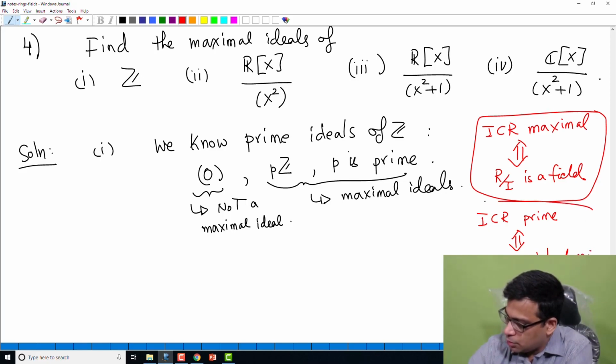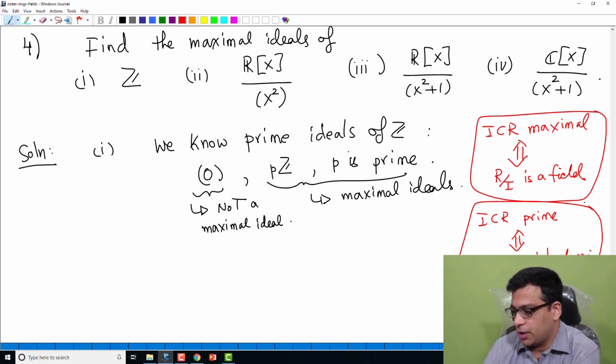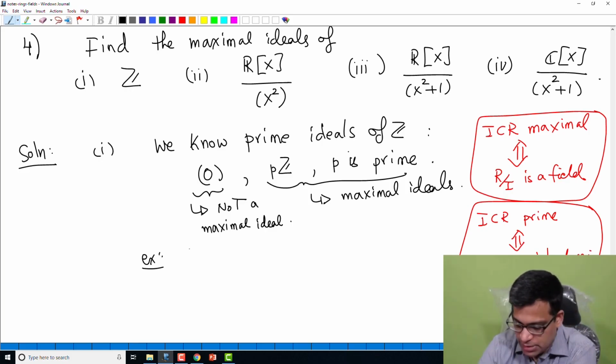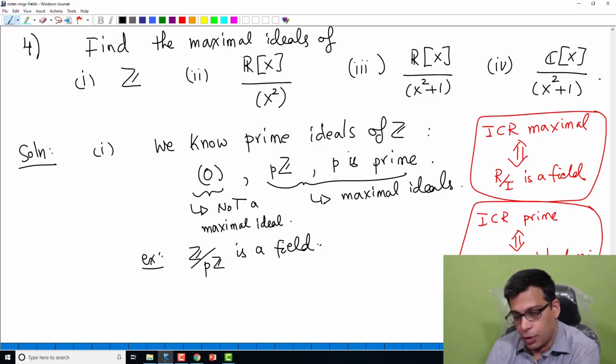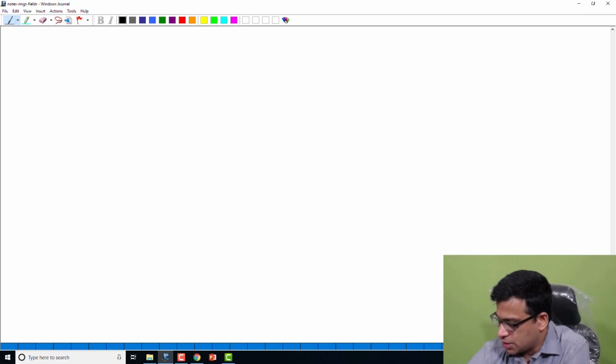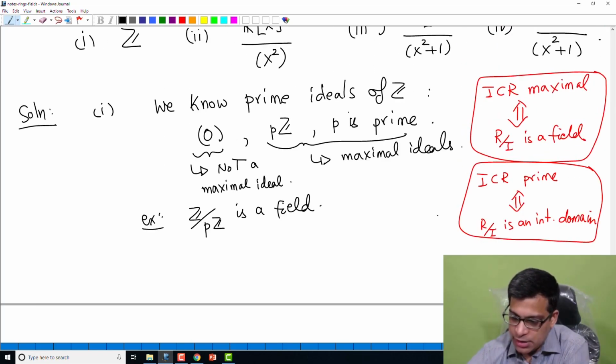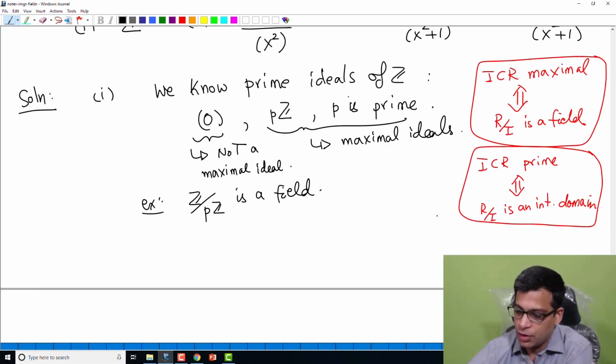So to check maximality, we want to quotient by the ideal and check if it's a field. And this is an exercise, I have said this a few times before, Z mod pZ is a field. You take any non-zero element of Z mod pZ, show that it has a multiplicative inverse. So it's a field.